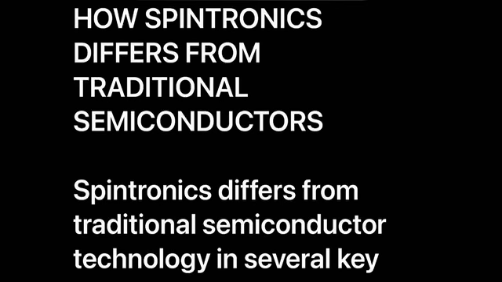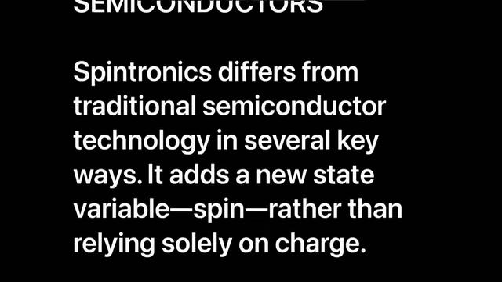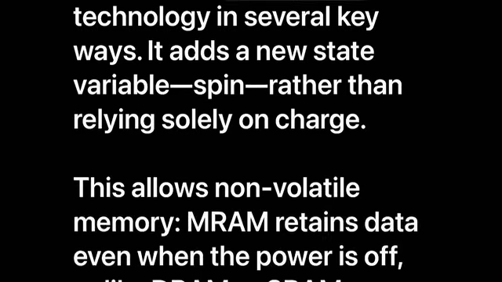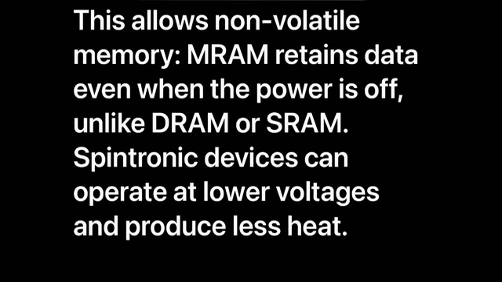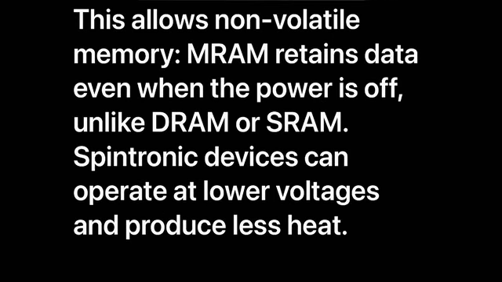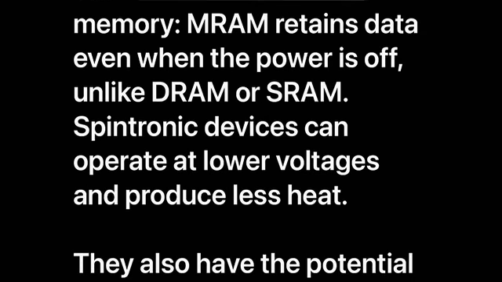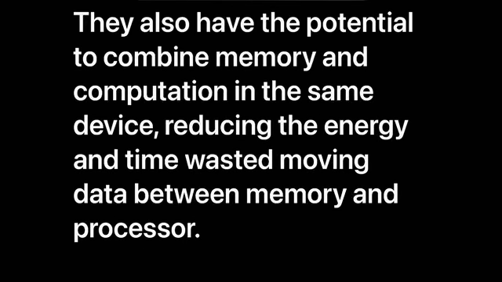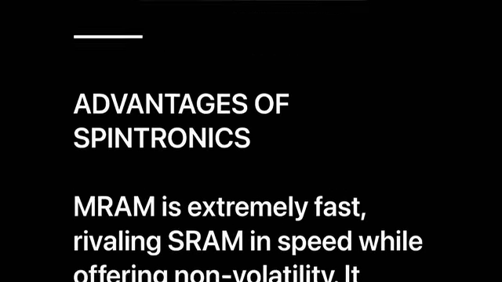How spintronics differs from traditional semiconductors. Spintronics differs from traditional semiconductor technology in several key ways. It adds a new state variable, spin, rather than relying solely on charge. This allows non-volatile memory. MRAM retains data even when the power is off, unlike DRAM or SRAM. Spintronic devices can operate at lower voltages and produce less heat. They also have the potential to combine memory and computation in the same device, reducing the energy and time wasted moving data between memory and processor.